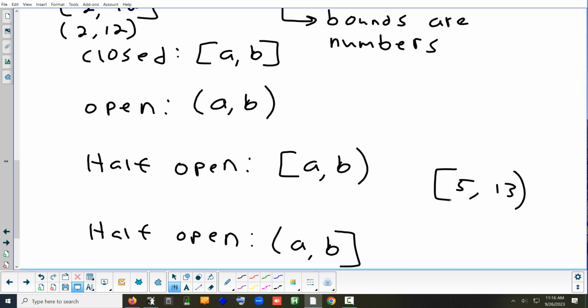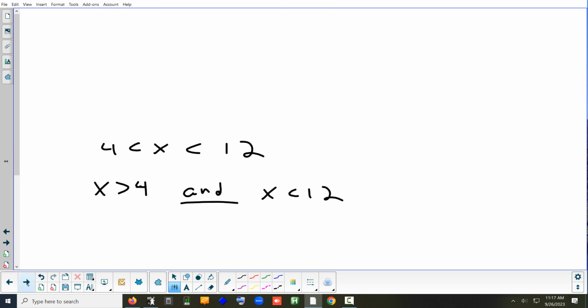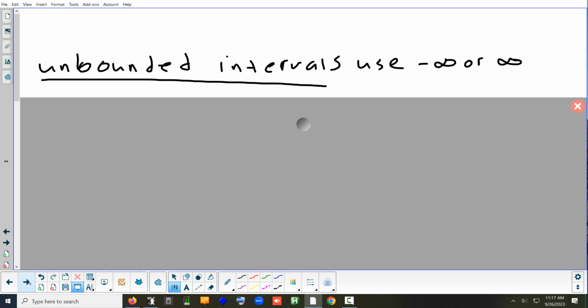Half open on the left is the bottom one. Half open on the right side is the top one. So what are we going to see when an interval is unbounded? Yeah, infinities. Right, you're going to see an infinity. Whether you have an infinity on one end or both ends, it's still considered unbounded.